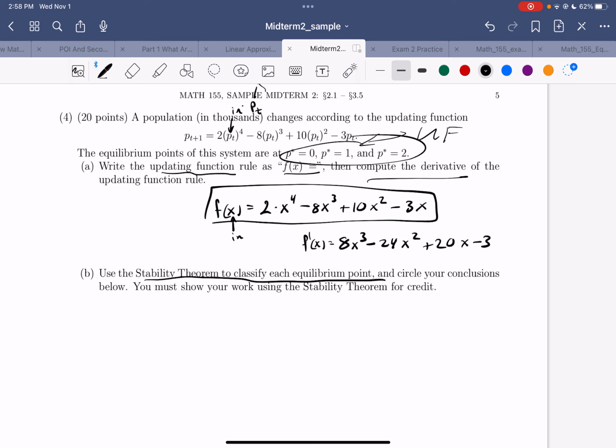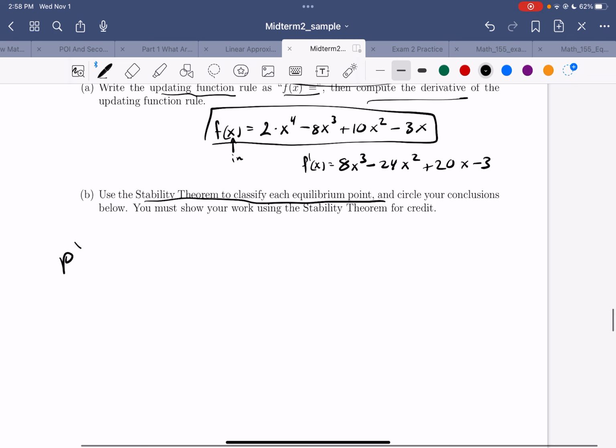Okay, there's 3 of them. Let's take a peek. So p star equals 0. What do we have? Well, we need to look at f prime at 0. So we're going to look at the slope of the tangent line at 0. But specifically, what we really care about is the absolute value of that slope. How steep is it? I don't care if it's going uphill or downhill. I just care how steep is it.